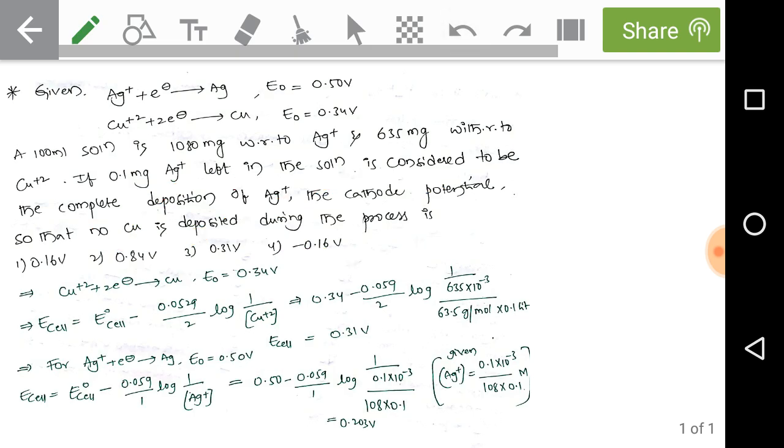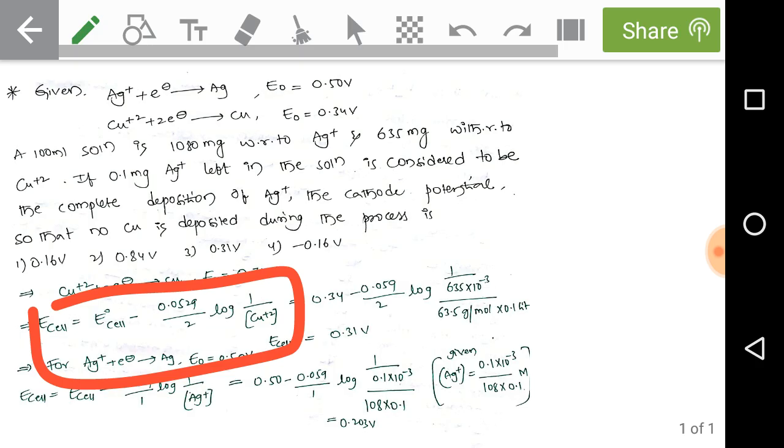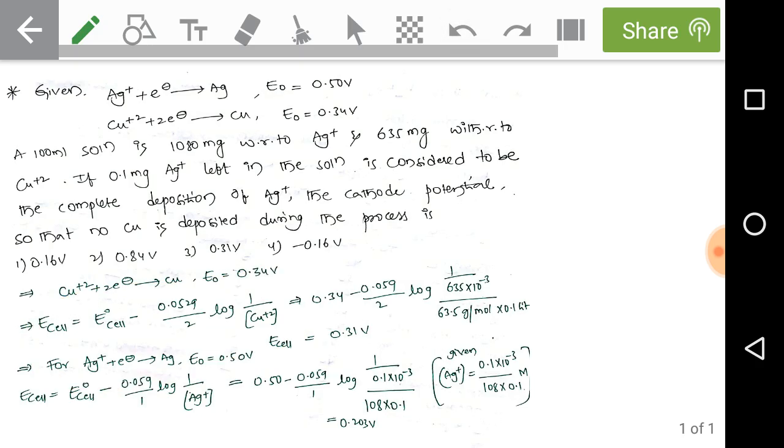Okay, right. For the copper half cell, the reduction potential is given as 0.34 volts. Now we need to use the formula, E cell is equal to E0 cell minus 0.0591 by 2 log 1 by copper 2 plus concentration. Just substitute the E0 value of the copper half cell, and 2 electrons are involved, that's why n is equal to 2. Now the concentration of copper 2 plus, that is the molarity, is calculated from 635 milligrams.